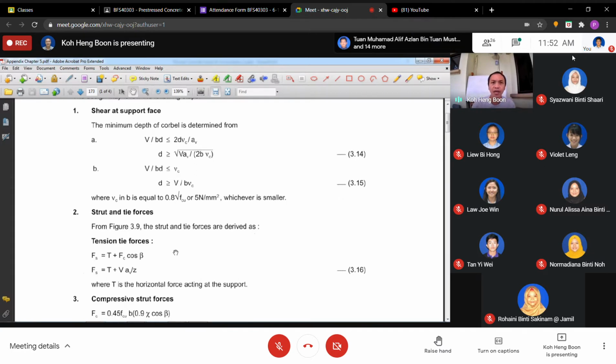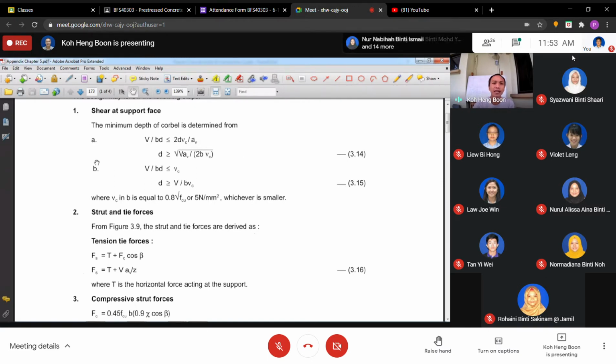We list it out. The first one is, based on the shear, how to get the suitable depth. Then when you get the depth, we can get the overall dimensions. So remember here, because it is very near to the support, the shear strength, or the shear stress, can be enhanced. The resistance can be enhanced by 2d over av.